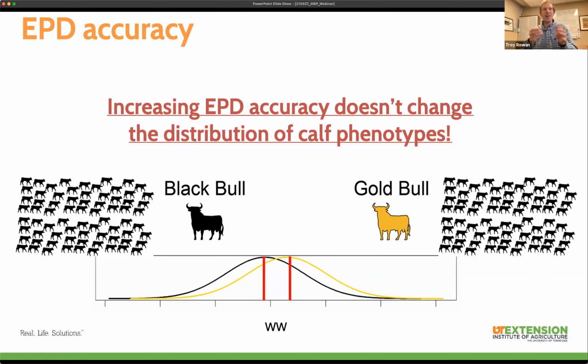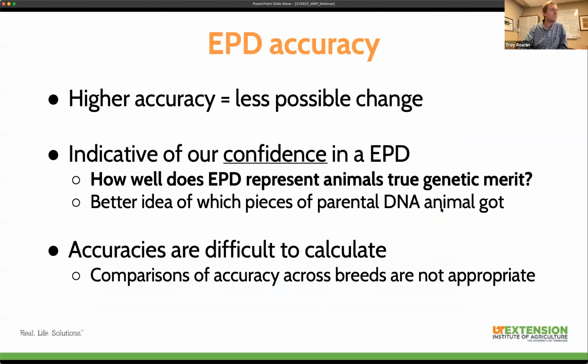So even if you've got a 99% accurate AI sire, you might still see some variation in that calf crop. Because again, we're not changing the genetics at all, just our confidence in the prediction of that animal's true genetic merit. And so again, higher accuracy, less possible change. It's indicative of our confidence. So how well are we representing a true genetic merit?